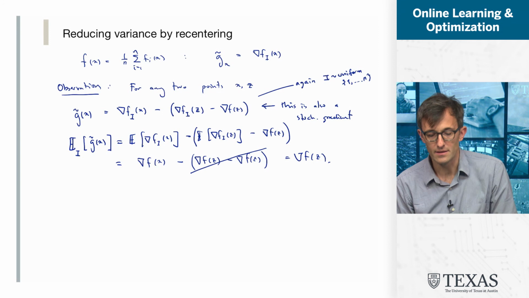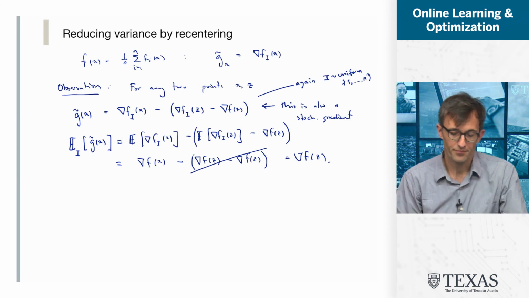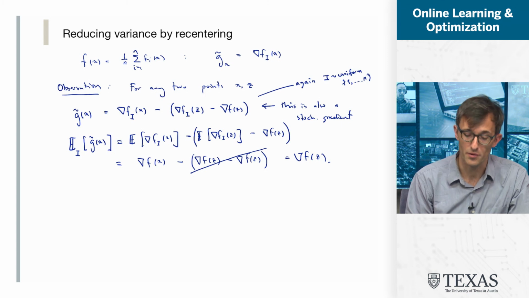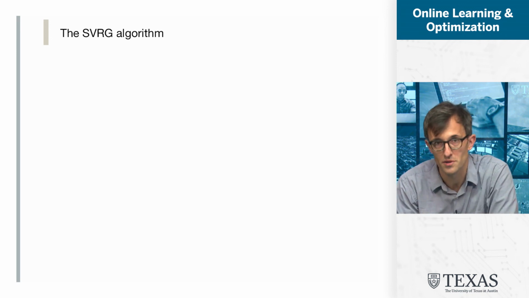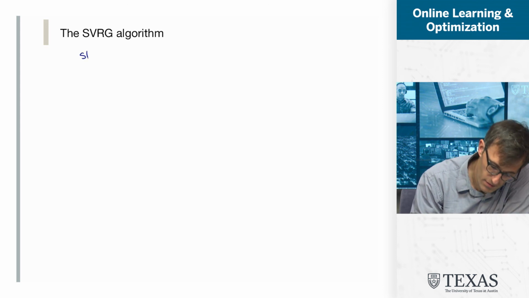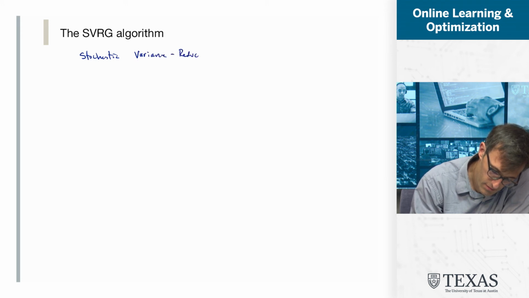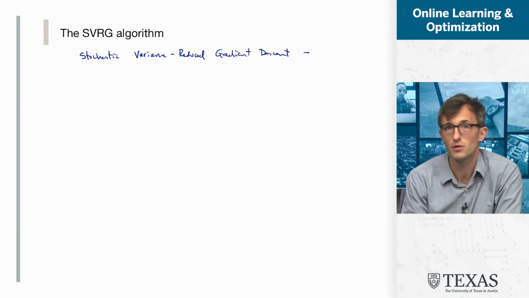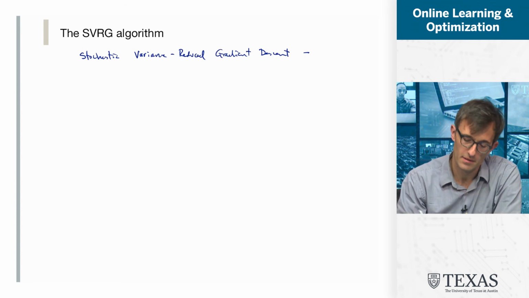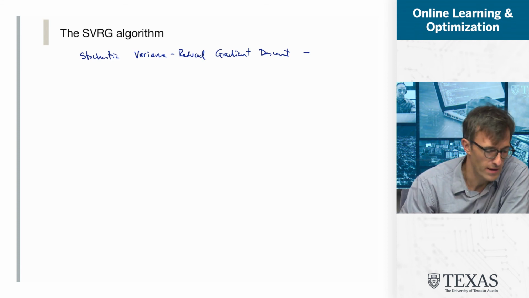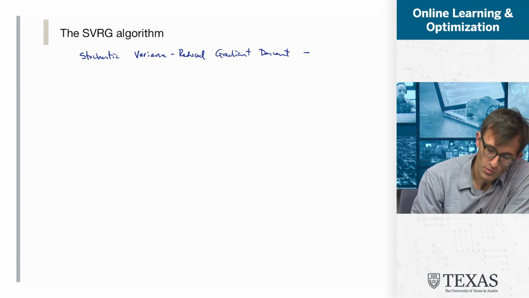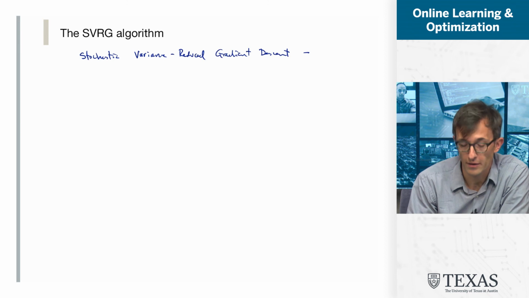So we're going to exploit this idea of reducing variance by recentering by giving a different SGD algorithm. This algorithm is called SVRG, and it stands for Stochastic Variance Reduced Gradient Descent. It's similar to a number of different algorithms that are in the literature, in particular SAG and SAGA. We're not going to talk about those in detail right now. So this SVRG algorithm has an outer loop and an inner loop.